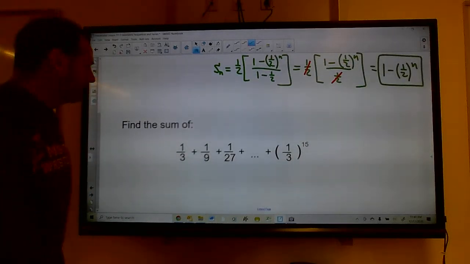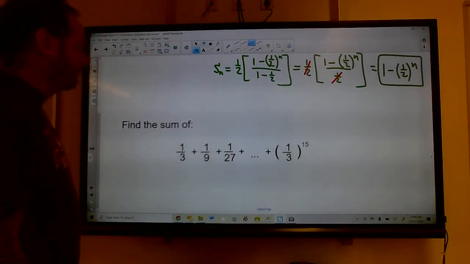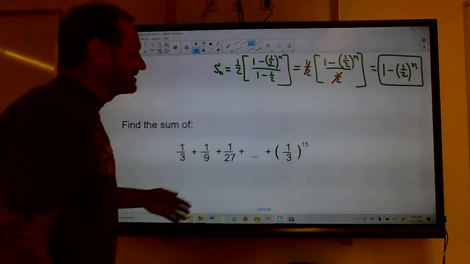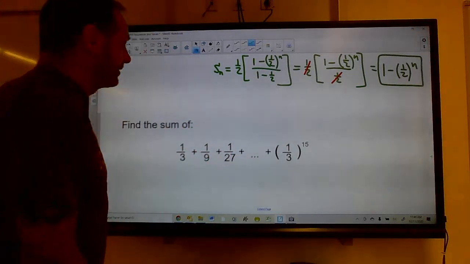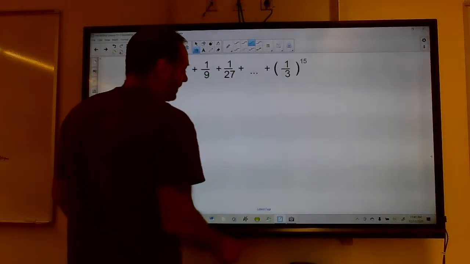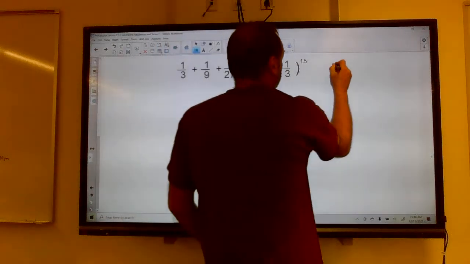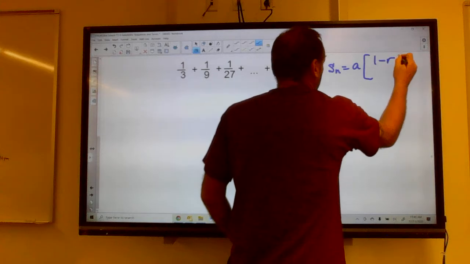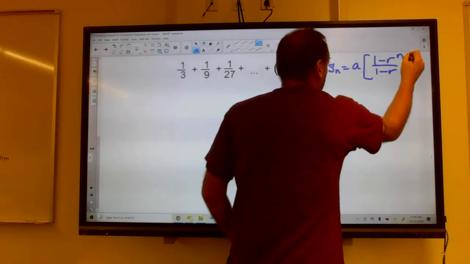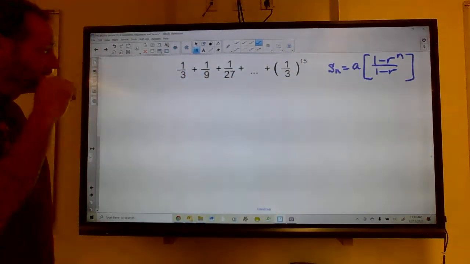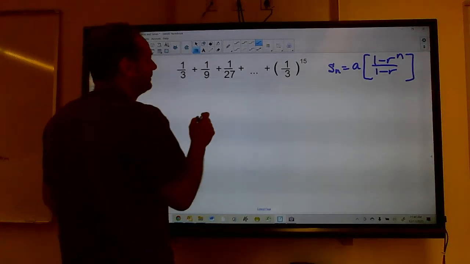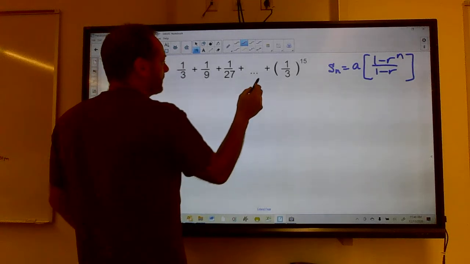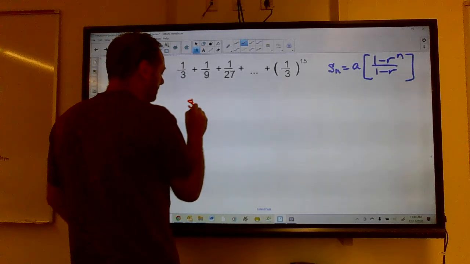Now I'm going to find the sum of 1/3 plus 1/9 plus 1/27 plus dot dot dot plus 1/3 to the 15th power. Okay, this one, since it has an ending, I'm going to get an answer to it. So again, I like to write down my formula. S sub n is going to be A times 1 minus r to the n over 1 minus r. So my first term is 1/3. So we're going to be finding S sub 15.